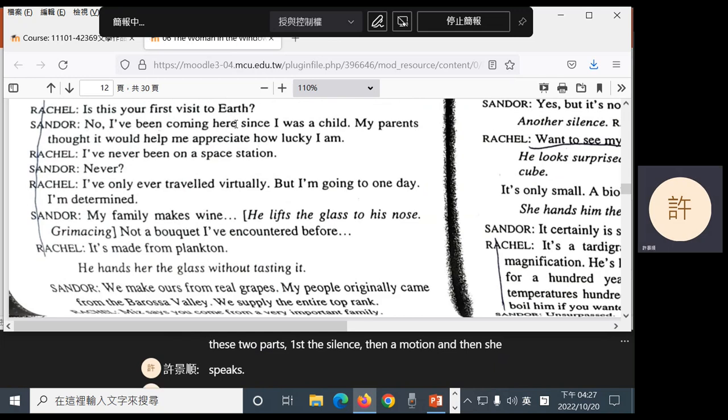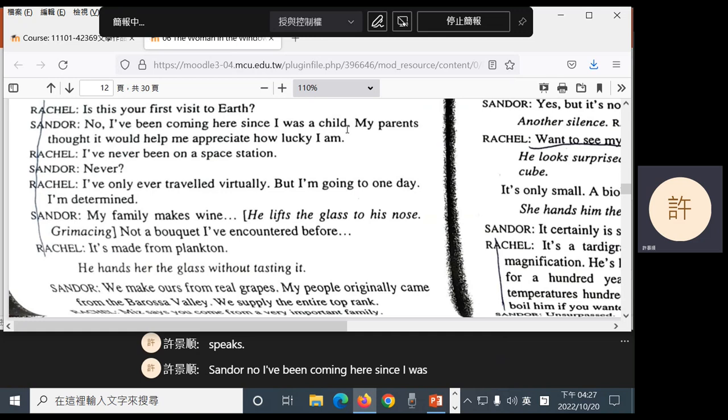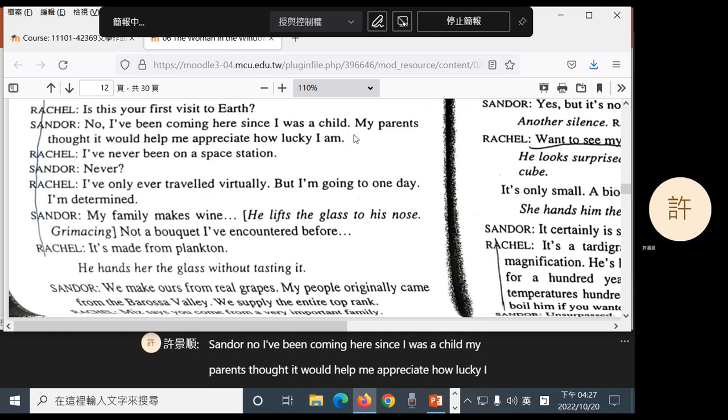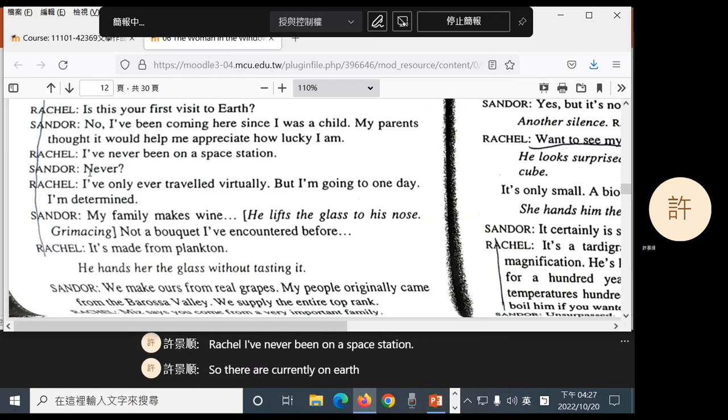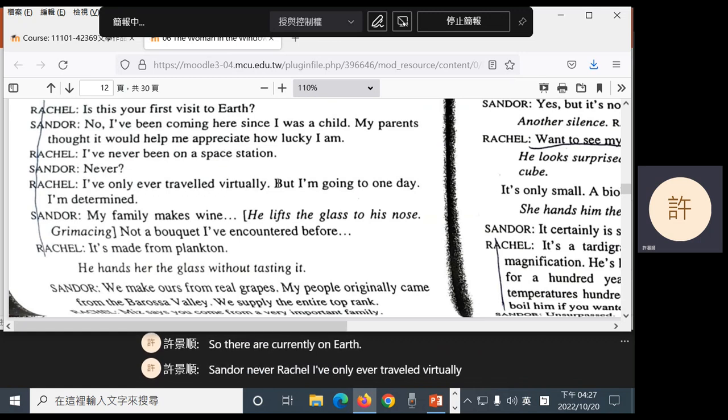Sandor, no, I've been coming here since I was a child. My parents thought it would help me appreciate how lucky I am. Rachel, I've never been on a space station. Sandor, never? Rachel, I've only ever traveled virtually using the Raktiv.